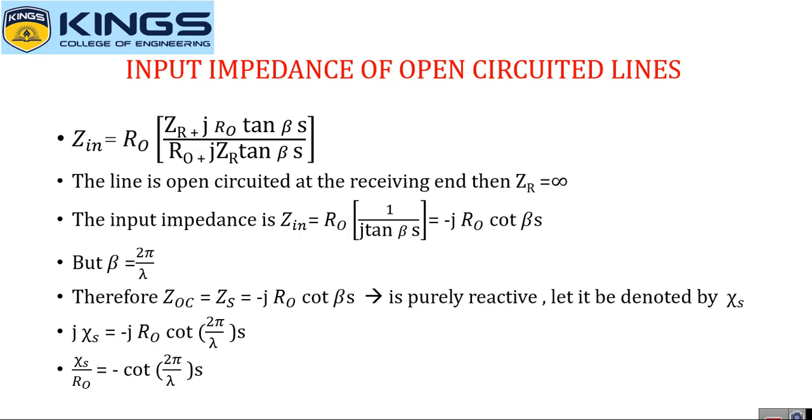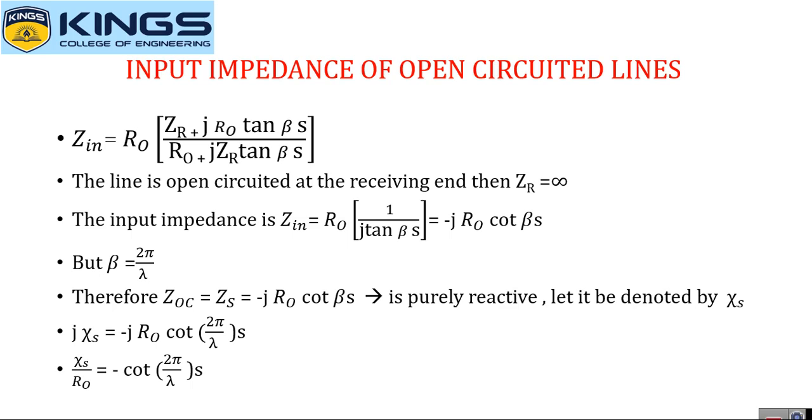If you see the equation for Zr, if you divide all the terms by Zr, then the first term will become 1 plus j R0 by Zr tan βs. Here it is R0 by Zr plus j tan βs. So if you take Zr equal to infinity, then here 1 will be there, R0 by Zr becomes 0, so this term won't be there.